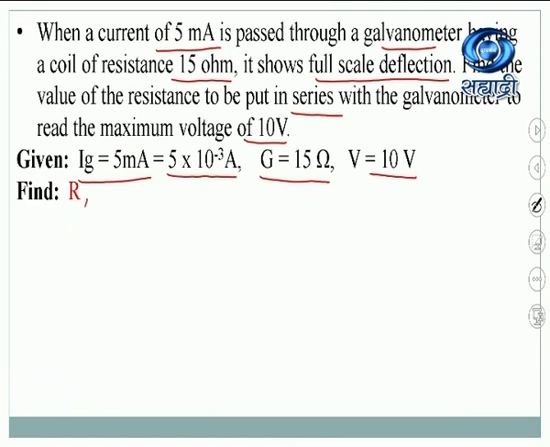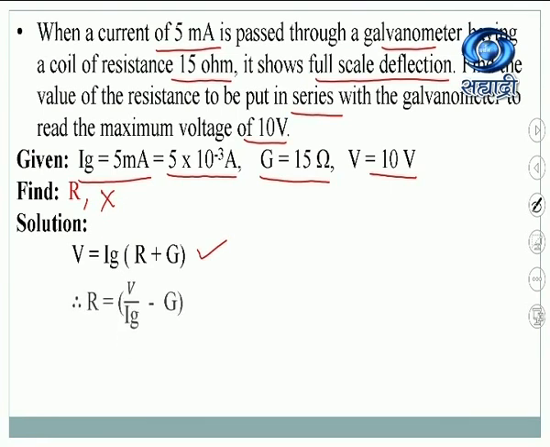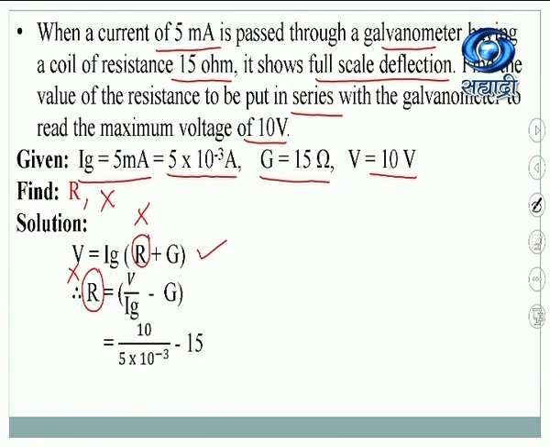We may say this is R, or we may say this as X, whatever, later we can use. We know that V equal to Ig into R plus G, just as we had seen before. Here, instead of R, we had used X, remember. So instead of R here, we had used X, that is the difference. X is equal to, or R is equal to V upon Ig minus G. Everything is known. Substitute the values.